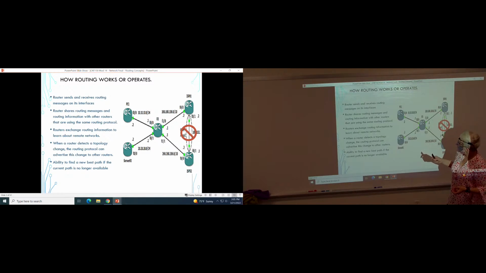Okay, let's see. They will exchange information so they can learn about remote networks. Because this is directly connected, that's easy for them to learn about each other. Now this router will be able to share information about its other directly connected network with this one. That's a remote network, right? So this allows this big communication so that they can create these routes.